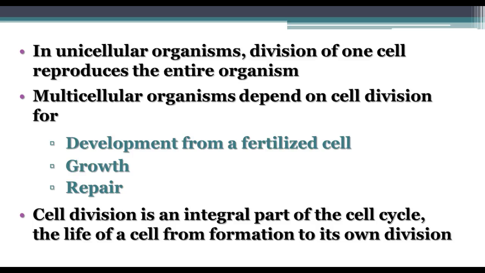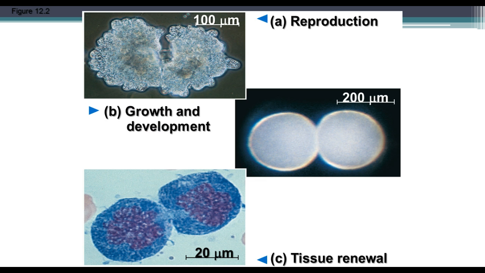It's a very important part of the cell cycle, but the cell cycle is not all there is. It's not just about cell division. It's about the whole life of the cell. So here we see some pictures showing examples. Of course, reproduction, when you have a single-celled organism, that's how they reproduce. Growth and development from one cell to multiple cells. And then, of course, tissue renewal as you have cell injury and death.